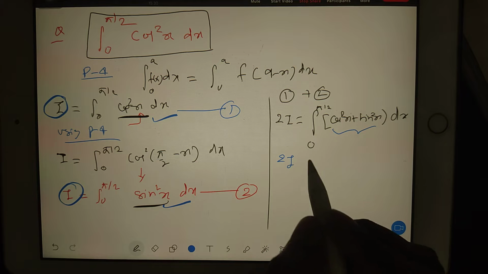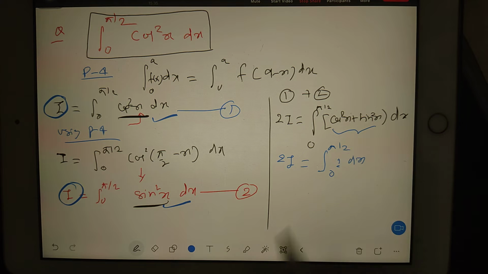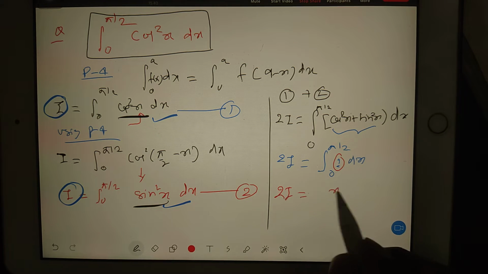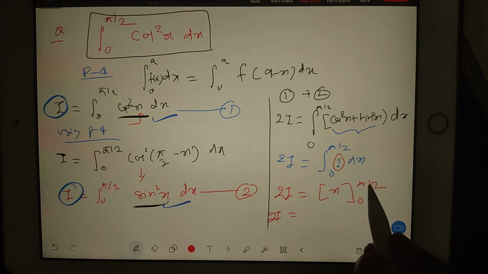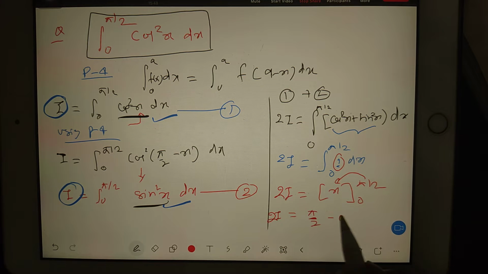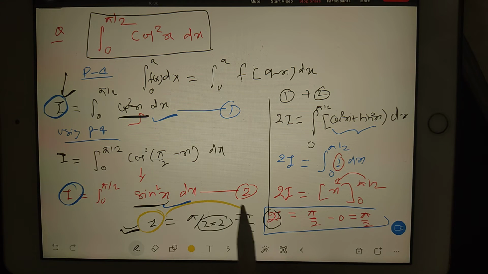So we understood that 2I is equal to the integration of 1 dx from 0 to pi by 2. The integration of 1 is nothing but x, so 2I is equal to x with limit 0 to pi by 2. Then substitute pi by 2 here, so it will go pi by 2 minus 0, that is nothing but pi by 2. So the 2I value is pi by 2, but we have to solve for I. So your I value is nothing but pi by 2 into 1 by 2, so this is going to be pi by 4. So this became your final answer, integration I is equal to pi by 4.